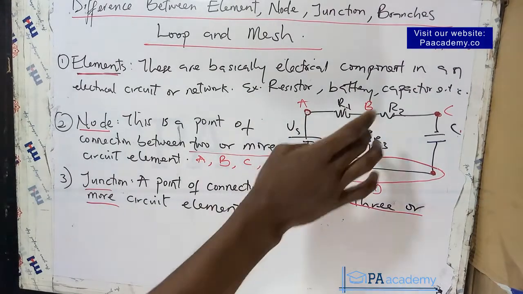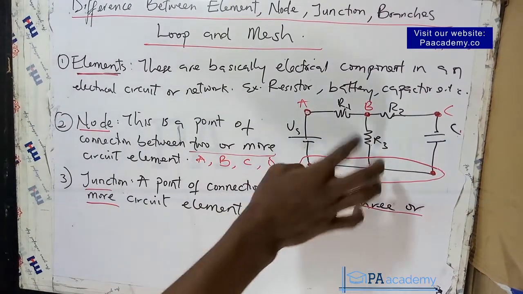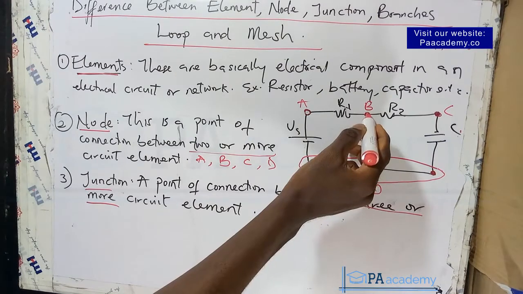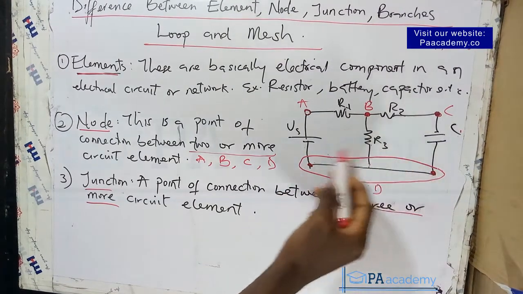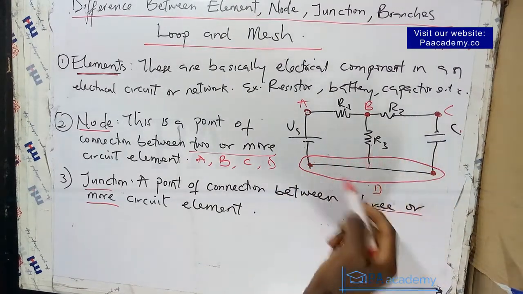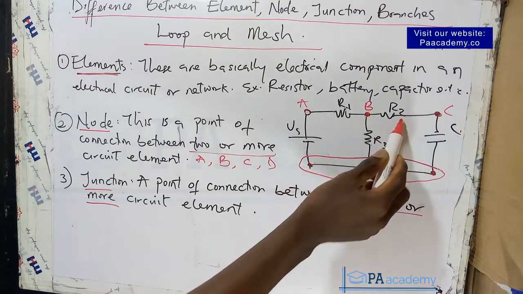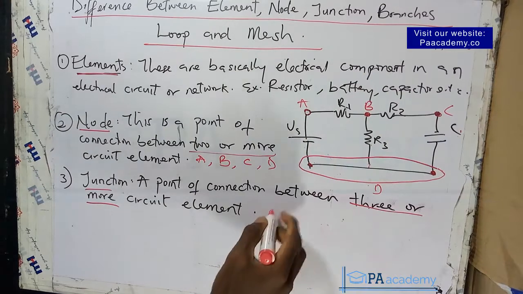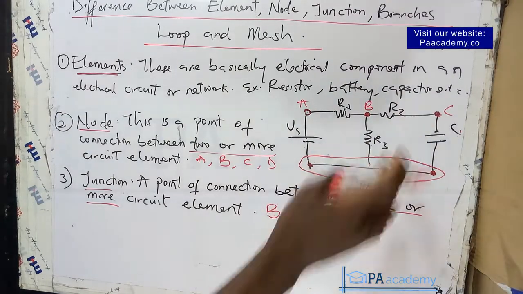So now let's come back to this circuit. If you are to pick the junctions here, in this circuit we only have two junctions, and that is point B and then D as a whole. Point B is connecting R1, R2 and R3. You can see three or more. So that makes point B a junction.